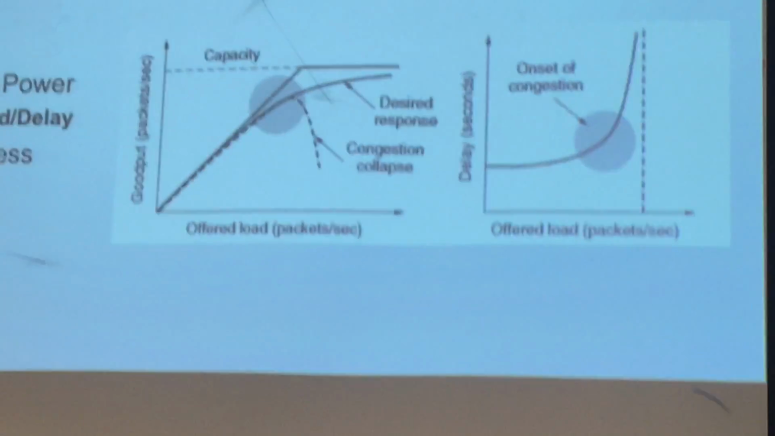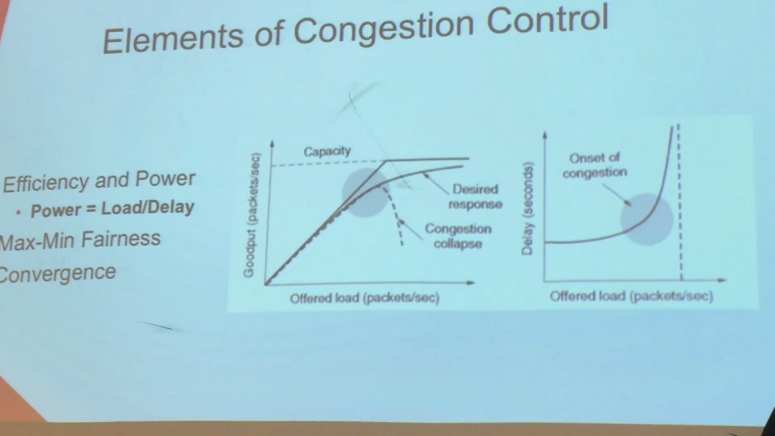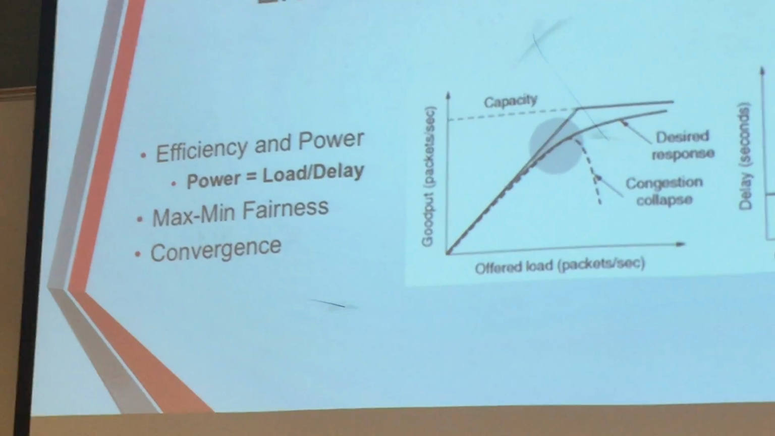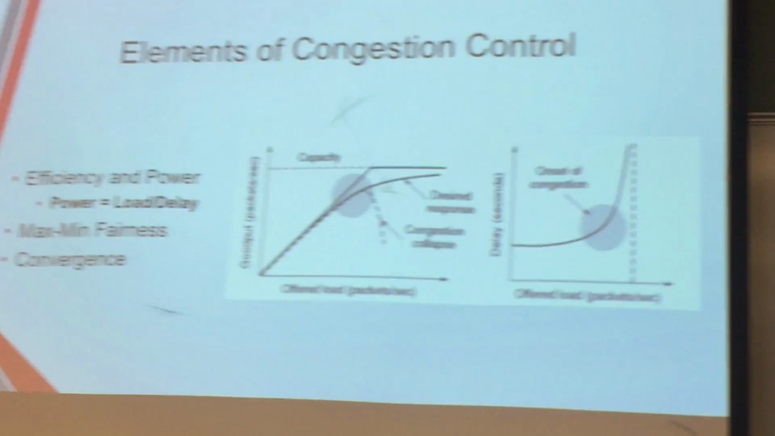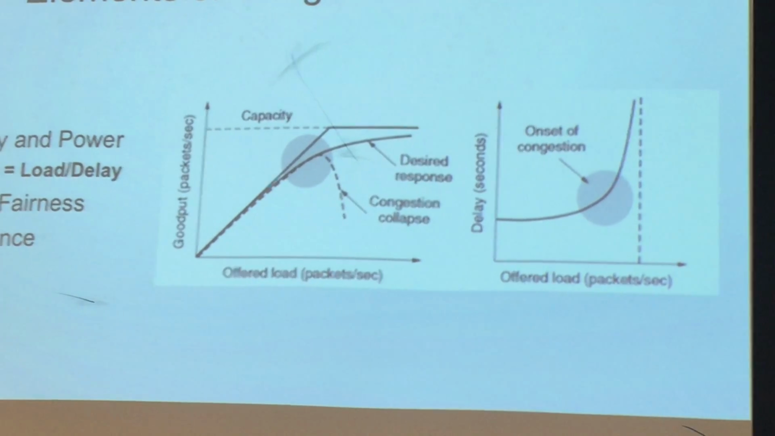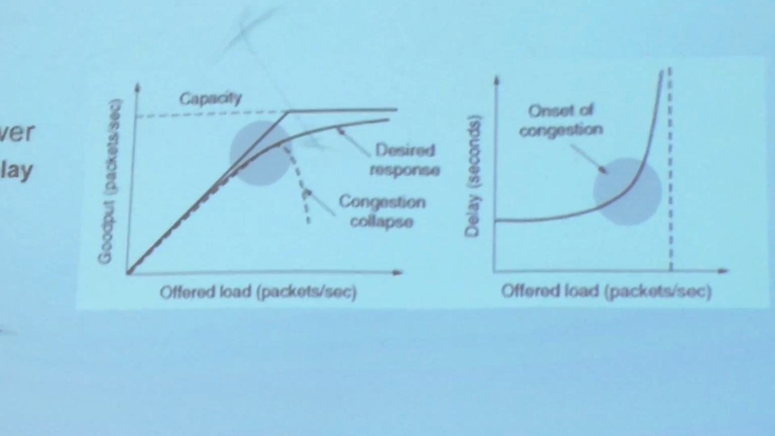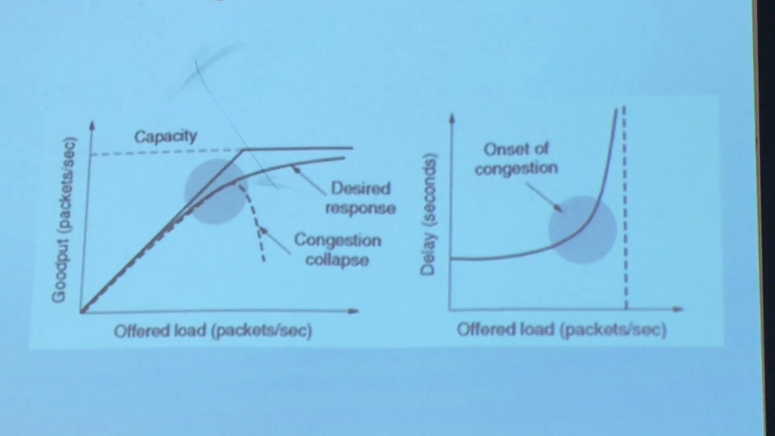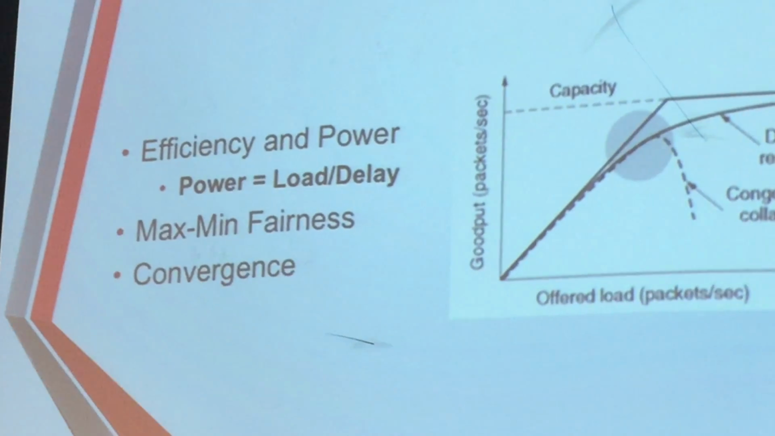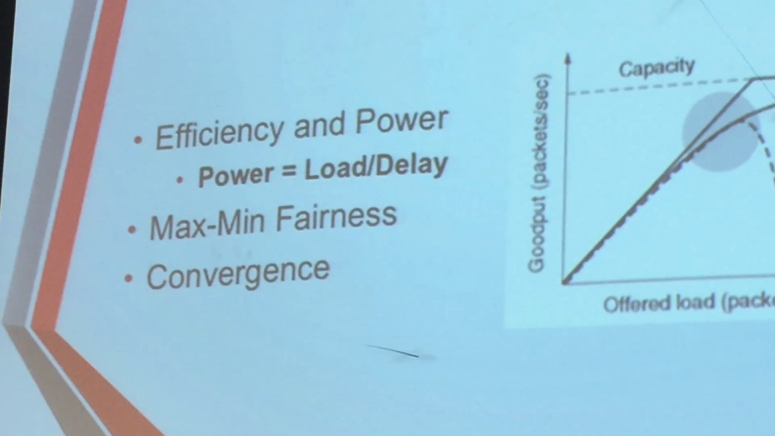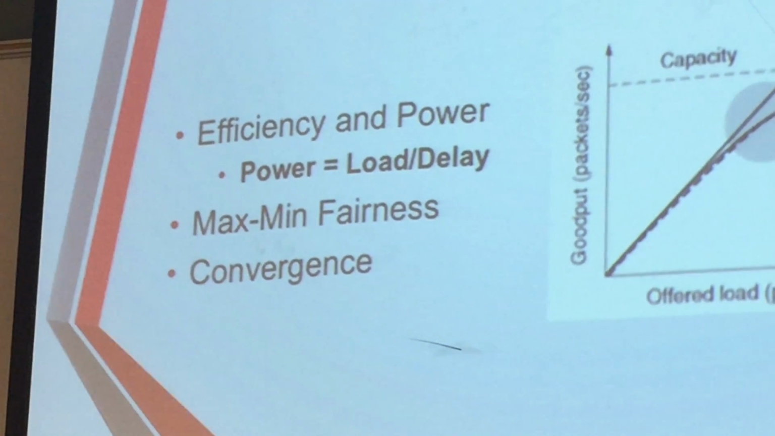It's controlled by the network and transport protocols, and there are various control laws that manage congestion in the network. There are three elements of congestion control. The first is efficiency and power, which relates to how effectively you can utilize your resources in the network. Power is essentially a synonym for whether you're using everything to the fullest, and is denoted by the formula of load over delay. Load is how much the bandwidth can support, and delay is the wait time between each packet send.